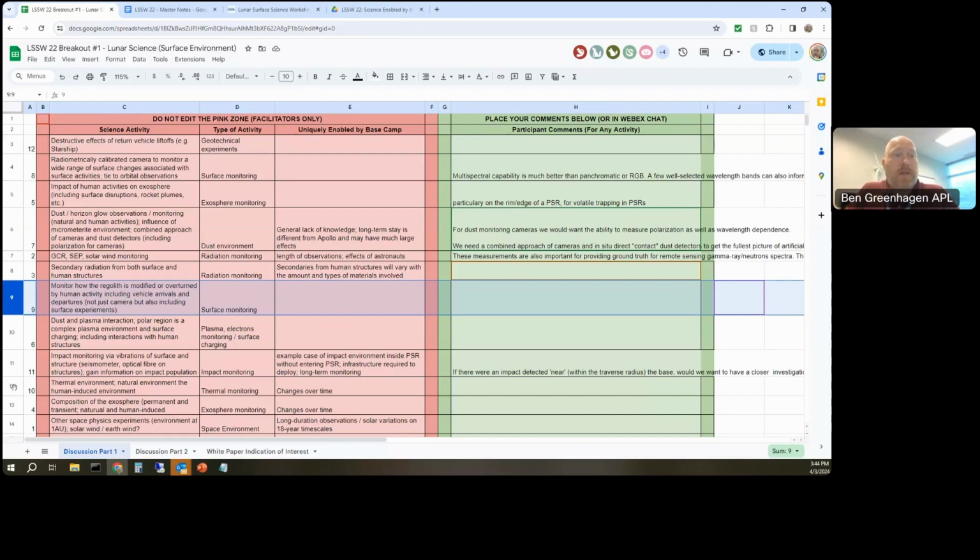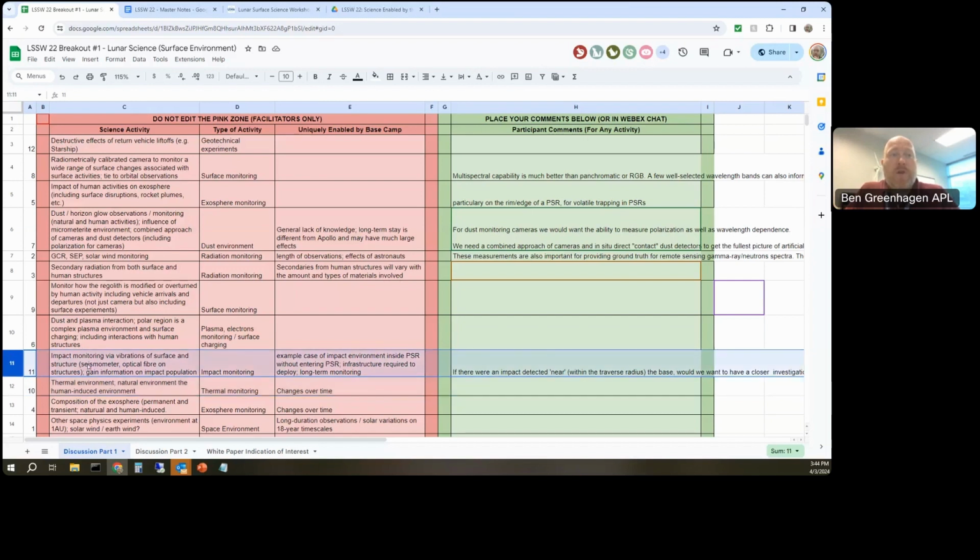10th is the thermal environment, the natural thermal environment and the human-induced environment. And I mentioned this in the introduction to Breakout 1. These are distinct and we want to understand both of them and they change over time.